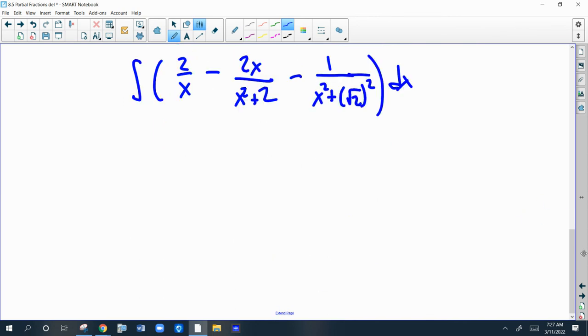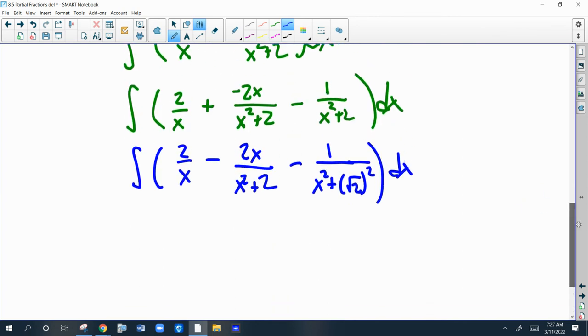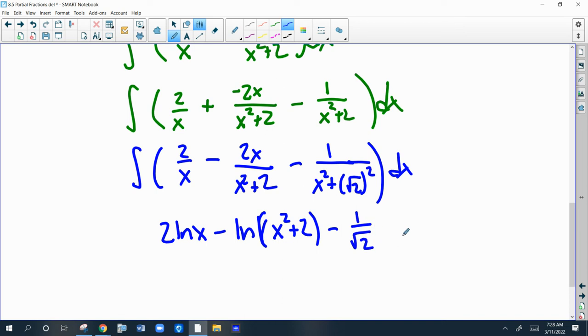So we're ready to go here. This turned out to be a pretty simple problem. If you consider that simple, I don't know. But we have 2 times the natural log of x minus the natural log of x squared plus 2, and you don't need the absolute value because x squared plus 2 is always positive. That's one reason why it was an irreducible quadratic. And then this is an arctan. Arctan is 1 over a times the arctan of u, which is x, over a, plus c.